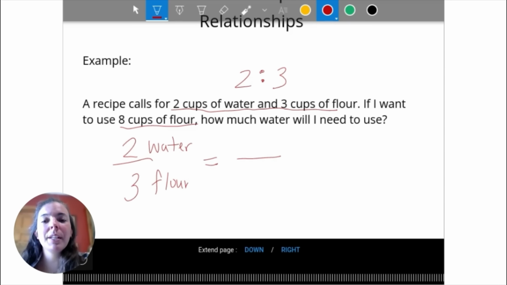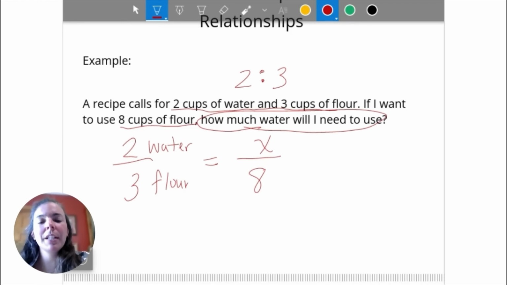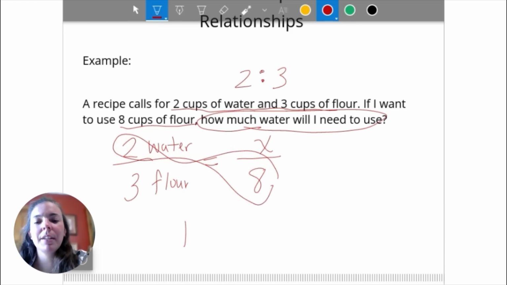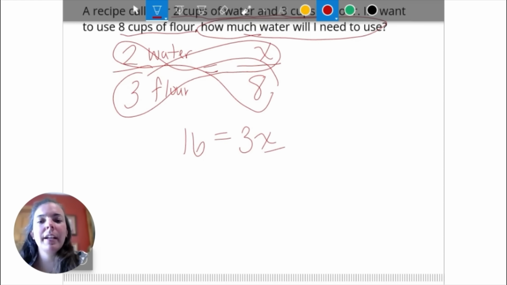So what I'm going to do is I'm going to put an x for the water because I don't know how much water I need. That's what I'm trying to find. And then I will put the 8 cups of flour down on the bottom because that's where the flour goes. So from here, what I need to do is I need to cross multiply and try to solve. So 2 times 8 gives me 16. And then I have 3x. So 16 equals 3x. In order to find what that x is, I can just divide each side by 3.